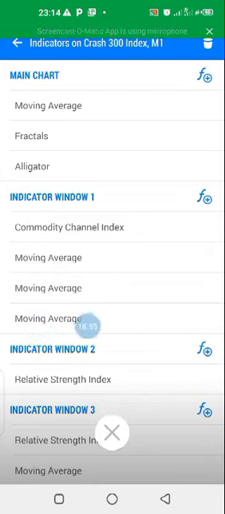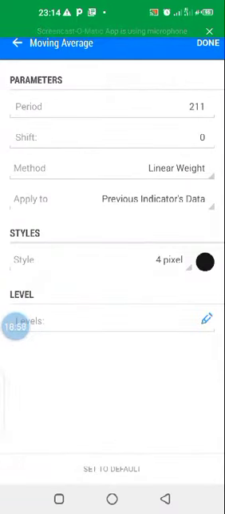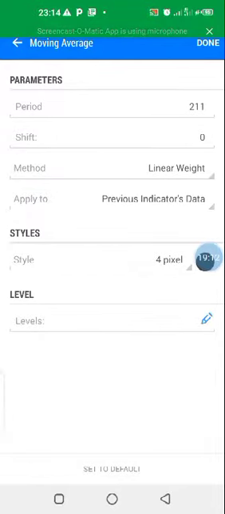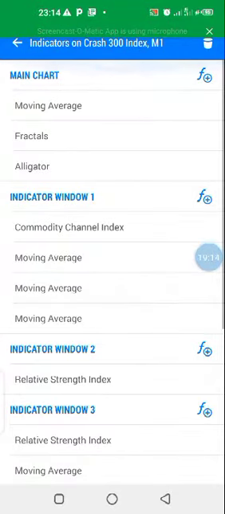Then the last one, moving average 211, period shift 0, method linear weighted, apply to previous indicator's data, style 4 pixel, black. This is the 211 moving average. So that's that.